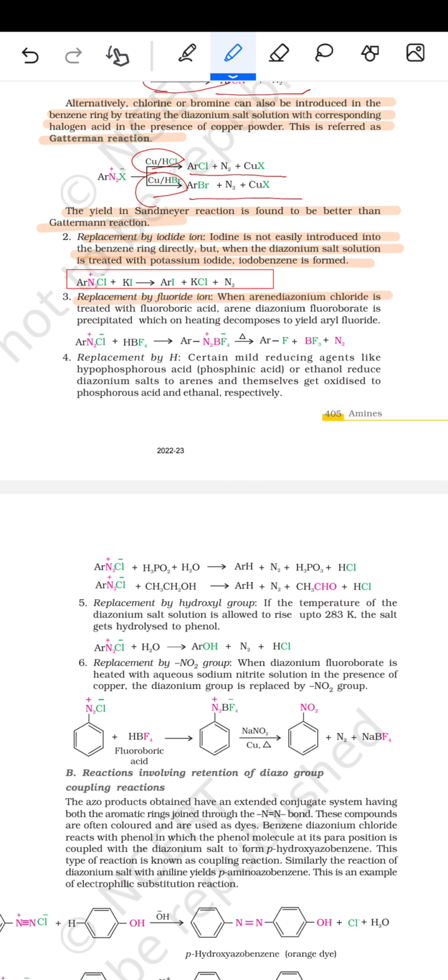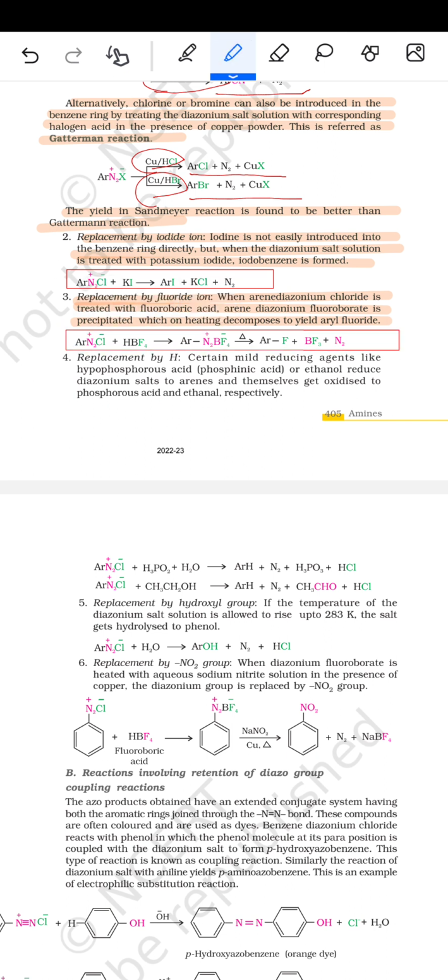When the arene diazonium chloride is treated with fluoroboric acid, arene diazonium fluoroborate is precipitated, which on heating decomposes to yield the aryl fluoride. तो इसका रिएक्शन जाता है कि ArN2+Cl- HBF4 ArN2+BF4- और हीट किए तो ArF और BF3 और N2 बन जाता है.